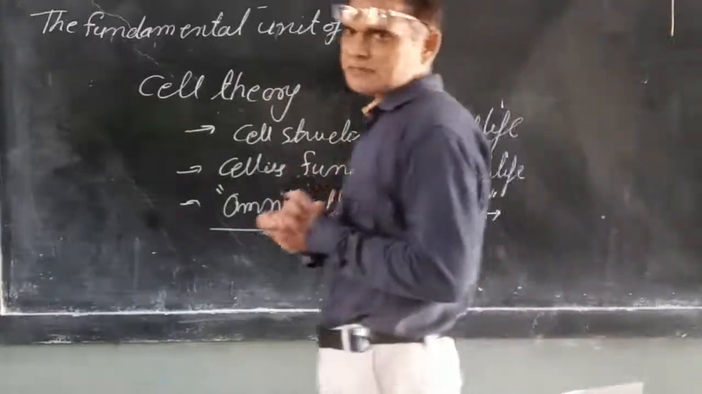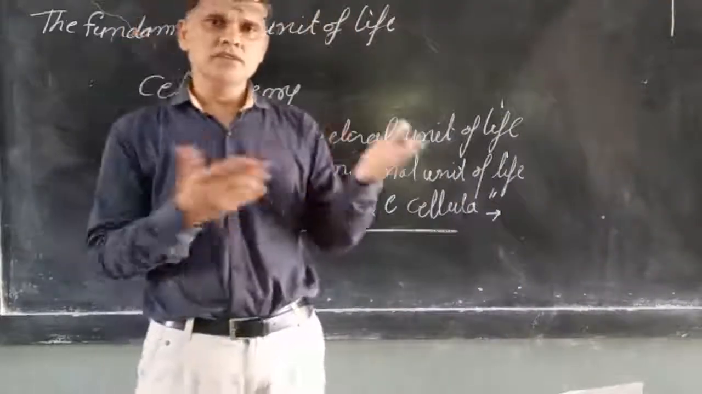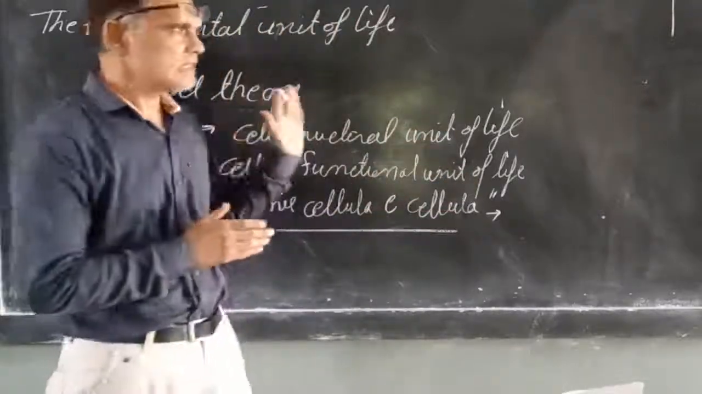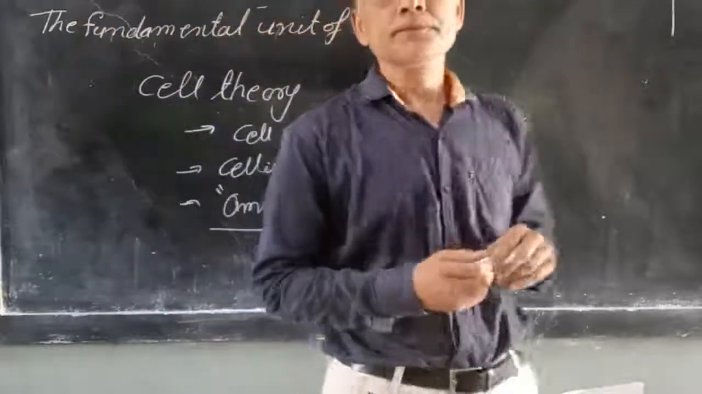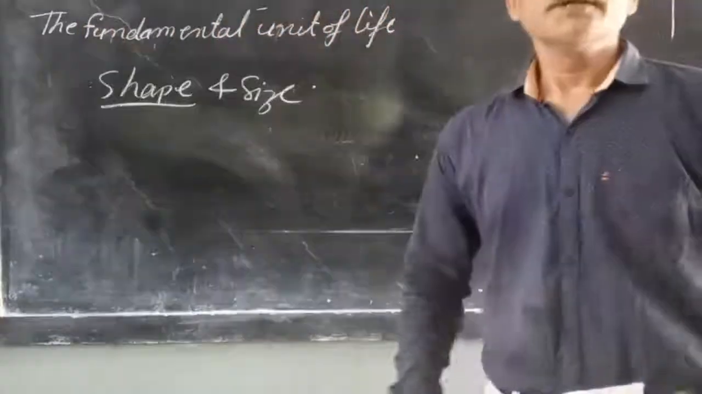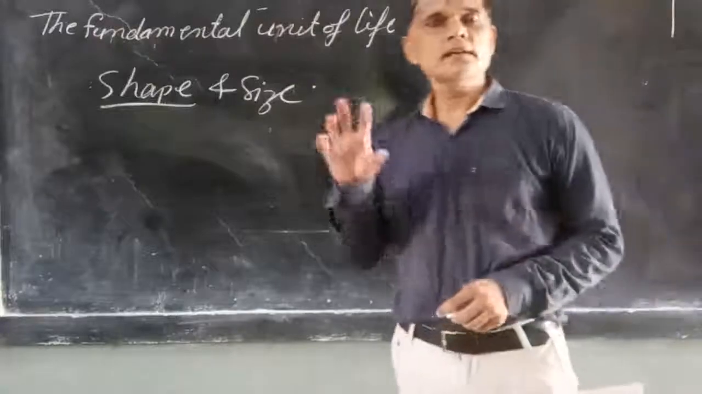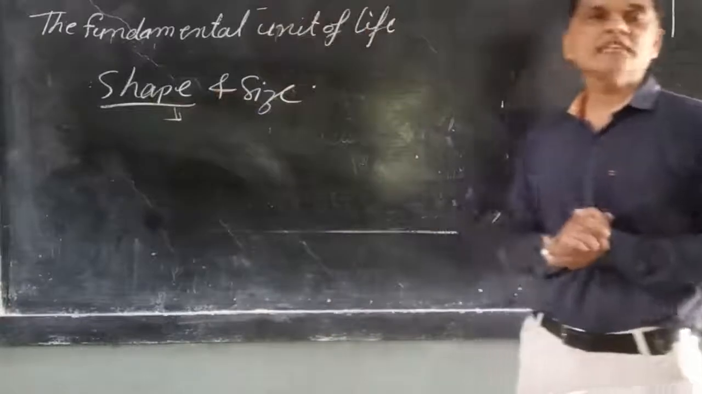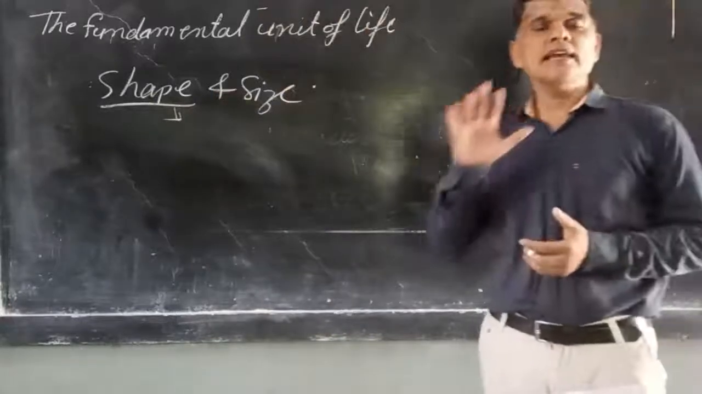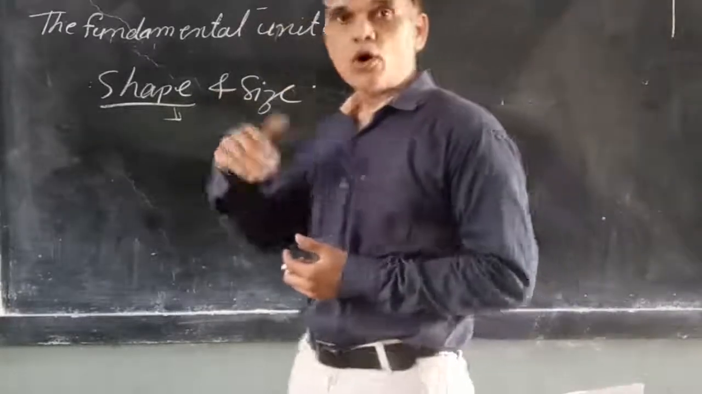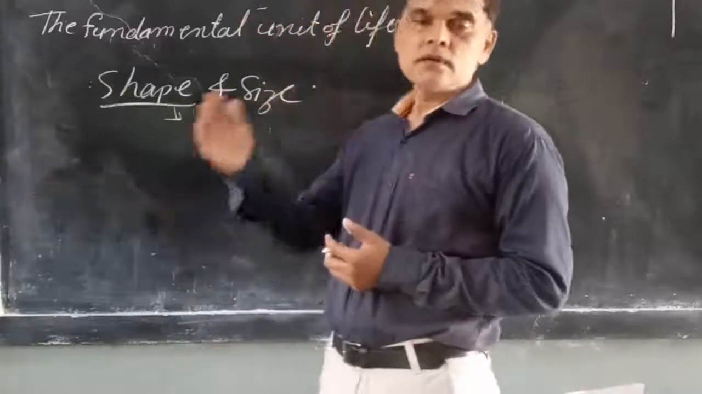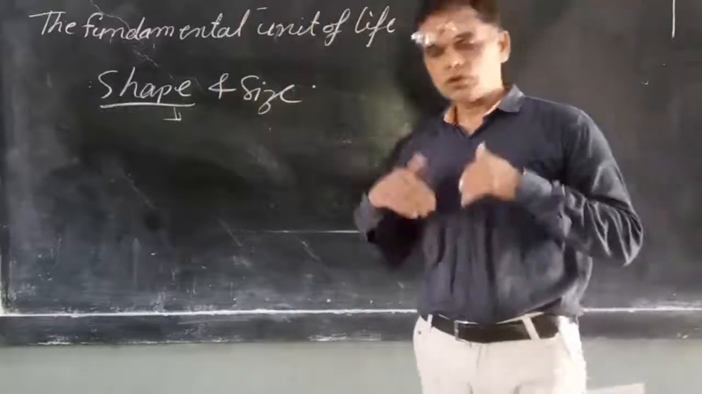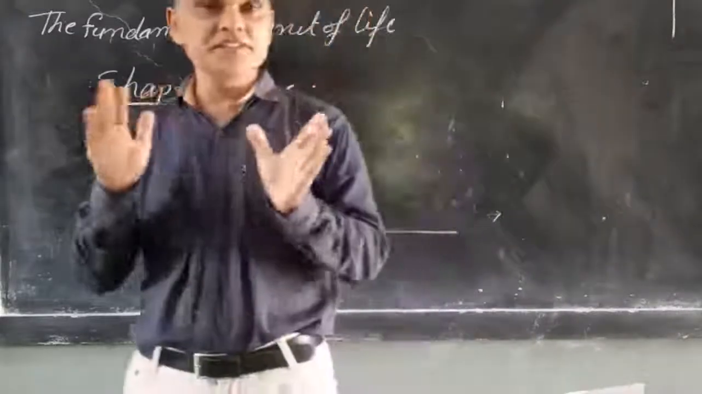But the virus is the exception to the cell theory, which does not follow all the rules of the cell theory. So this is the cell theory. Now, shape and size of the cell. First we see what the shape of the cells is. The shape of cells varies from organism to organism and body part to body part. So the shape of the cell is not fixed.